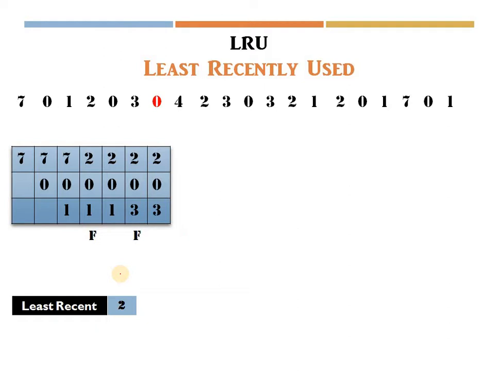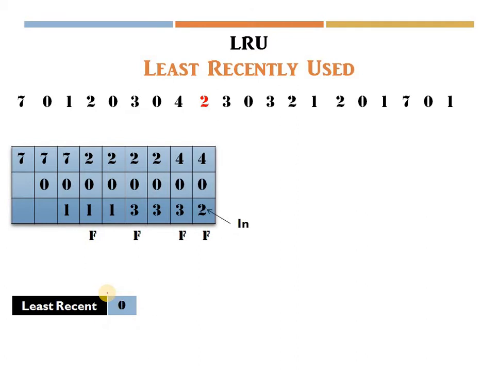Then comes 4. I need to replace it with either 2, 0 or 3. 2 was the one which was used before. Then 0 was the one which was most recently used. And 3 was just before that. So among 2, 3 and 0, it was 2 that was least recently used. So I will replace 2 with the value 4. Okay, so this will be called a fault again. Then comes 2 again. Among 4, 0 and 3, 3 was the one that was least recently used. And so I will be replacing 3 with the value 2.